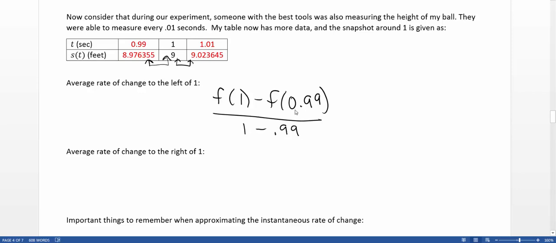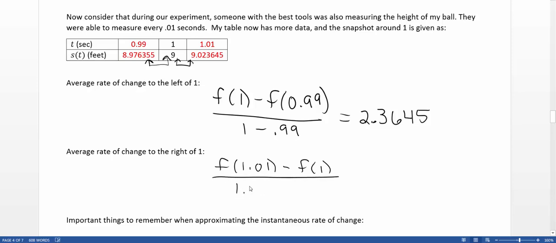Now when I put this into my calculator, there's a lot of decimals. So I saved all the decimals and crunched them all at once. And when I put it all in, I got 2.3645. So that was the exact number I got. I didn't round that. Now, when I do the average rate of change to the right, I'm going to be doing f of 1.01 minus f of 1 divided by 1.01 minus 1.